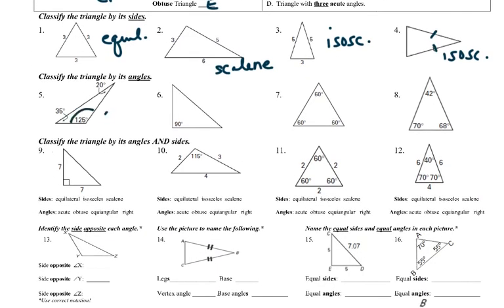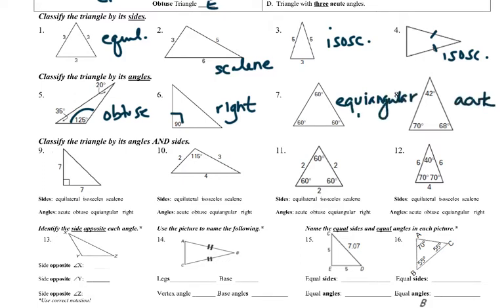Judging by the angles, when I see 1 obtuse angle, that's obtuse. 1 right angle is a right triangle. Here, this is by the angles. They're all equal, so it's equiangular, and this one's acute. Although I could also say that that one is also acute.